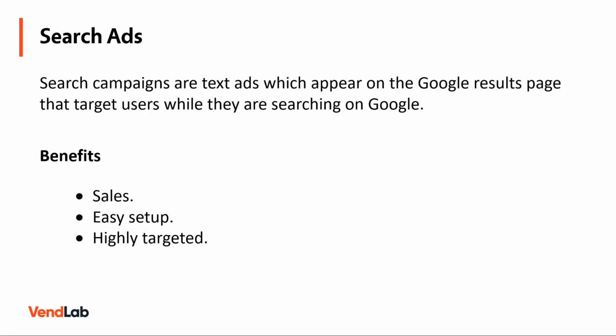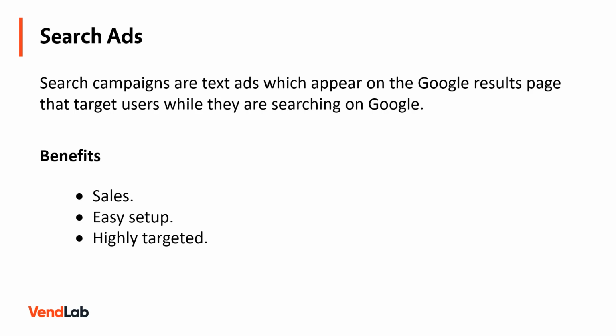Search campaigns are text ads which appear on the Google search results page and target users while they are searching on Google. These campaigns are suitable for driving sales, leads, or traffic to your website, as your ads are displayed to people while they are searching for products and services. The main benefits of search campaigns are as follows. Sales. They're great for driving traffic to your website, generating sales or leads.